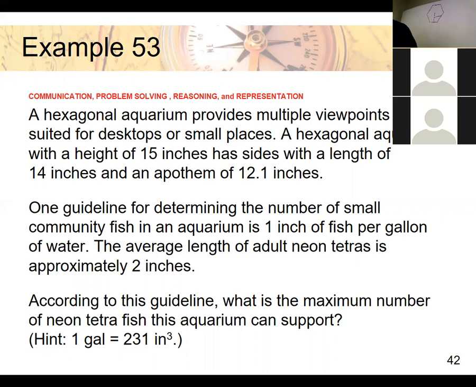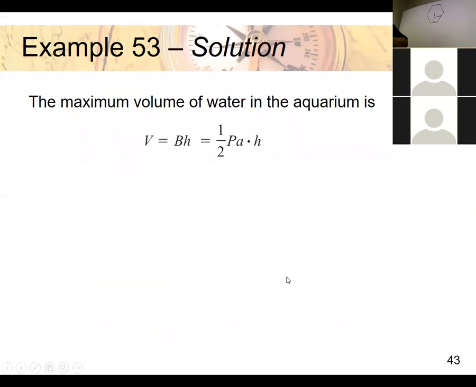Okay. All right, here we go. So the maximum volume of water in that aquarium is going to be this. The volume is equal to the base times the height. But here, since we're dealing with an aquarium that has the base of a hexagon, we have to use this formula. 1/2 times the P, which is the perimeter of that hexagon, that's the distance around the entire geometric figure, times the apothem, which is your A. And then that's multiplied by the height.